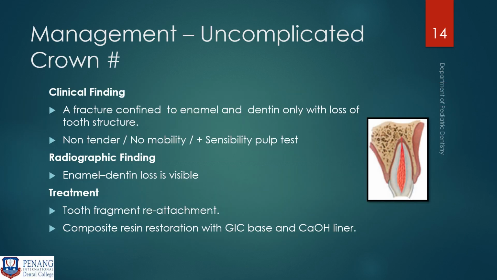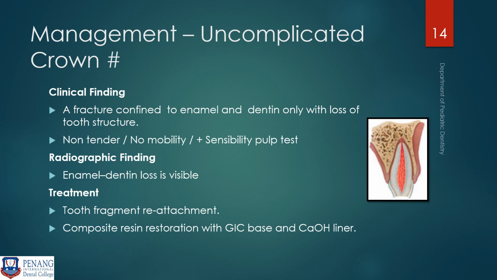Alright, so this brings us to the next fracture, which is called the uncomplicated crown fracture, which basically means the fracture involves loss of tooth where enamel and dentine have been lost. So there is exposure of the dentinal tubules, and if you leave the dentine exposed for too long, you will have pulpal hyperemia or pulpal inflammation. So radiographically you will see just loss of enamel and dentine, and then you can of course do the tooth fragment reattachment technique to restore the tooth, or you can use a composite resin restoration but with a GIC base and a calcium hydroxide liner.